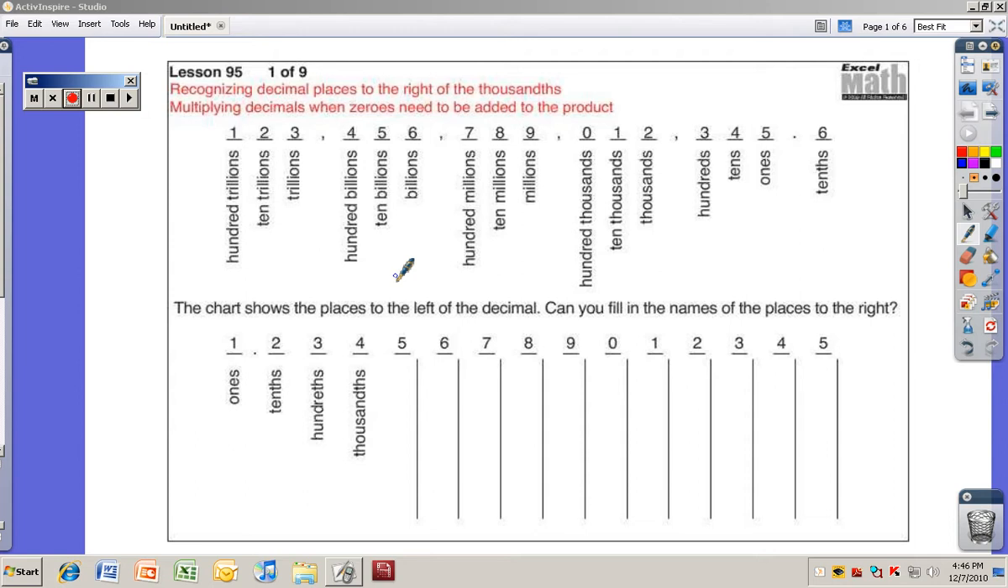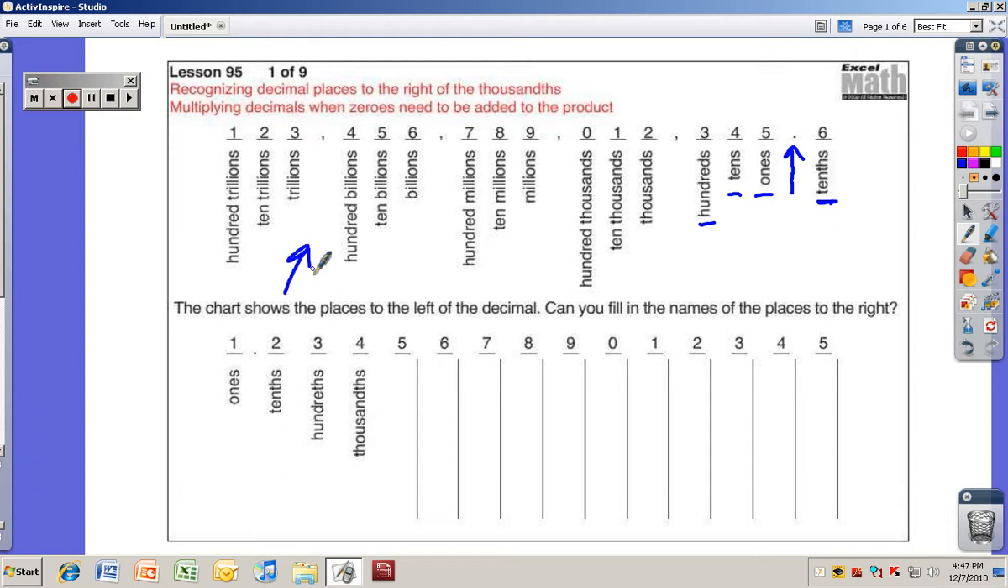to the product. So here we see a little chart that shows the different place values. Notice that the decimal point is right here. Ones, tens, hundreds, you guys all know that. To the right of the decimal point is tenths. And down here on this other chart, it says this chart shows the places to the left of the decimal. Can you fill in the names of the places to the right?